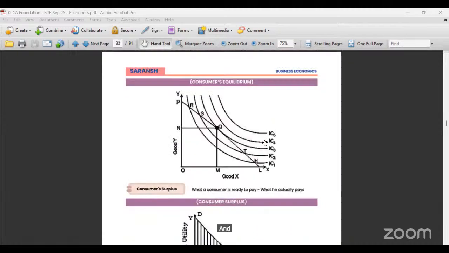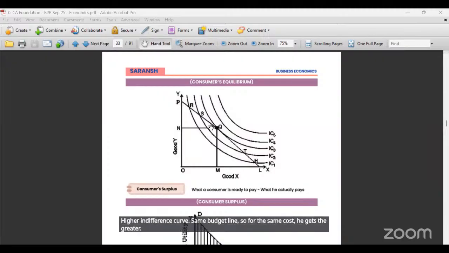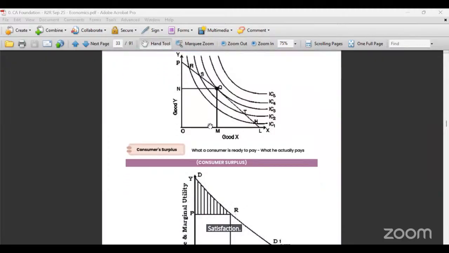And this is one important diagram, where Q is the equilibrium because the consumer is at a higher indifference curve on the same budget line. So for the same cost, he gets greater satisfaction. And then consumer surplus.